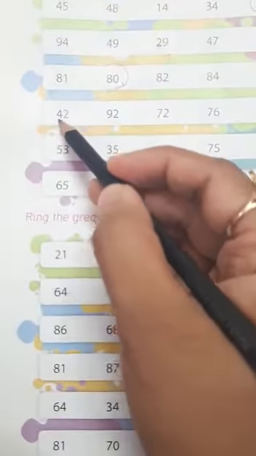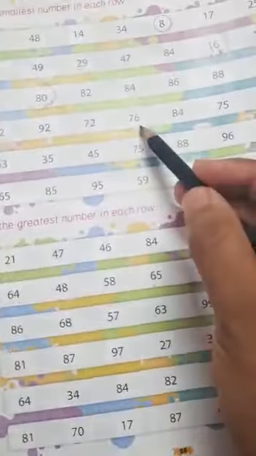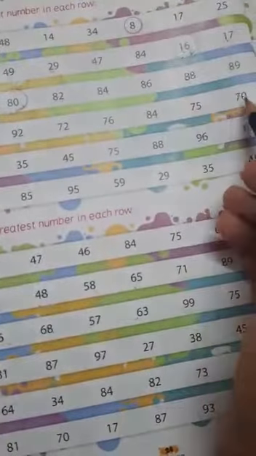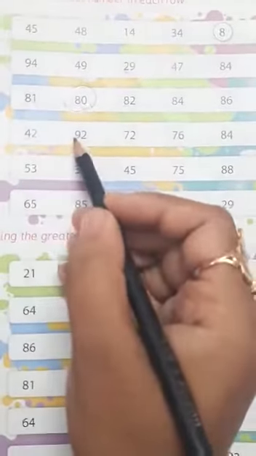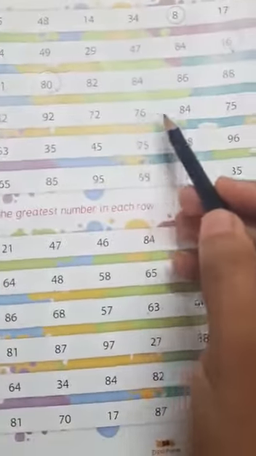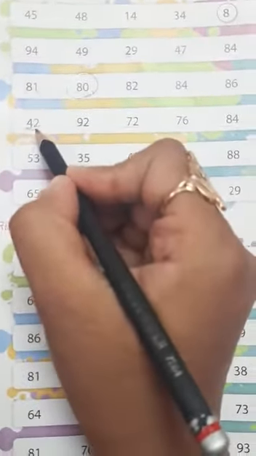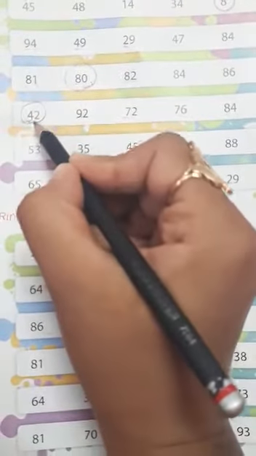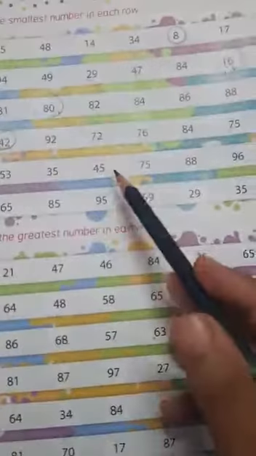Okay. Similarly, let's come to the next one. 42, 92, 72, 76, 84, 75, 70. So let's see the number written in tens again. See, here it's 4, then 9, then 7, 7, 8, 7, 7. 7, 7 repeat. So here the smallest is 4. Yes, so 4, 2, 42 will be your smallest number. Like this, try to solve these two. Okay. Now come to the greatest number.